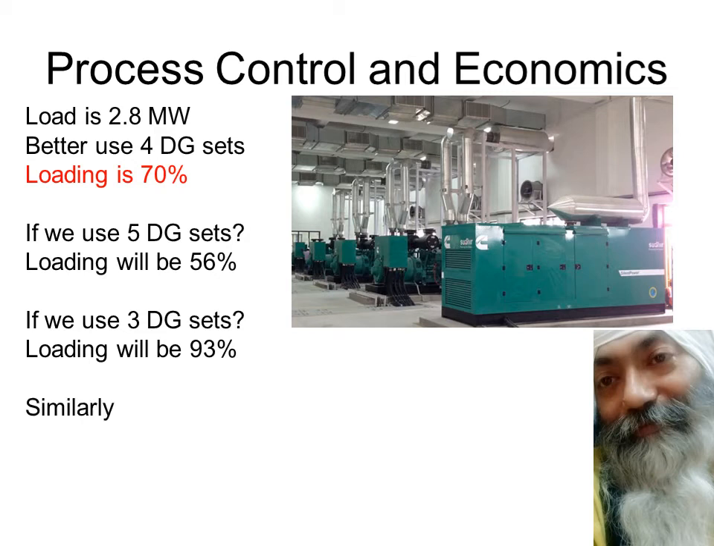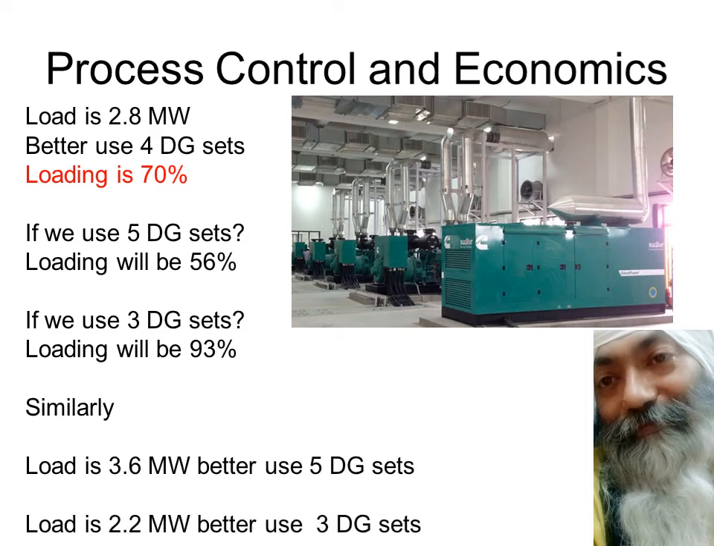Now what if the load changes? The load becomes 3.6 megawatt. Then we have to go in for 5 DG sets. The load sheds to 2.2 megawatt. We go in for 3 DG sets. So as the load changes, the parallel operation of DG sets is turned on or turned off in such a manner that we operate at the maximum point of efficiency, with minimum wastage, minimum consumption of fuel for the given load.